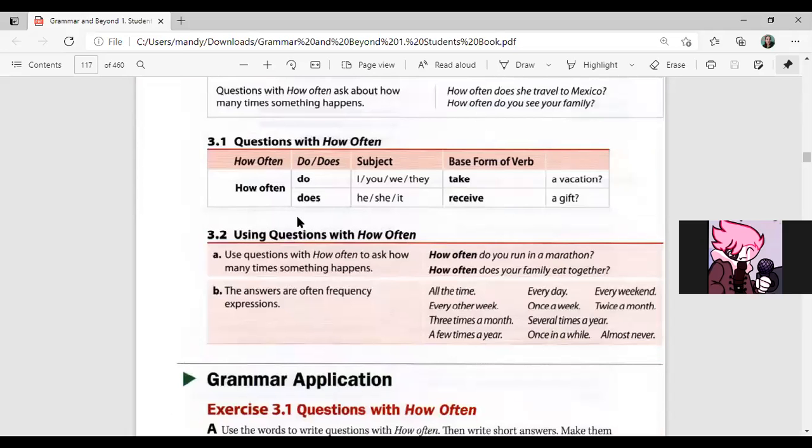First one, this is the structure. You use how often, then you use the auxiliary do or does, depending on the subject. If you use the subject I, you, we, they, you use the auxiliary do. If you write the subject he, she, it, you use the auxiliary does. And we have the base form of the verb, take, receive, play, etc., and then the complement.